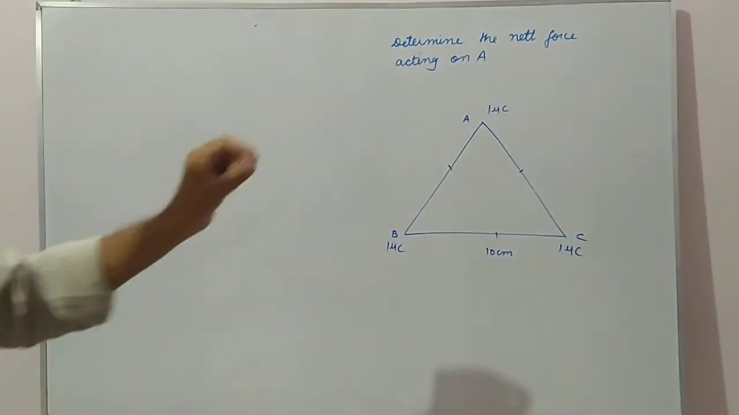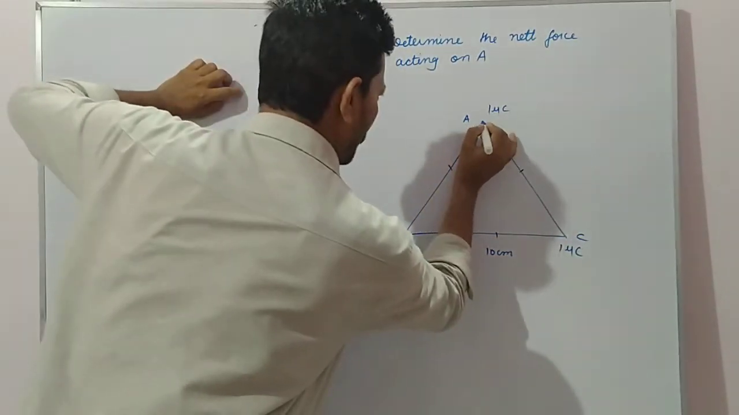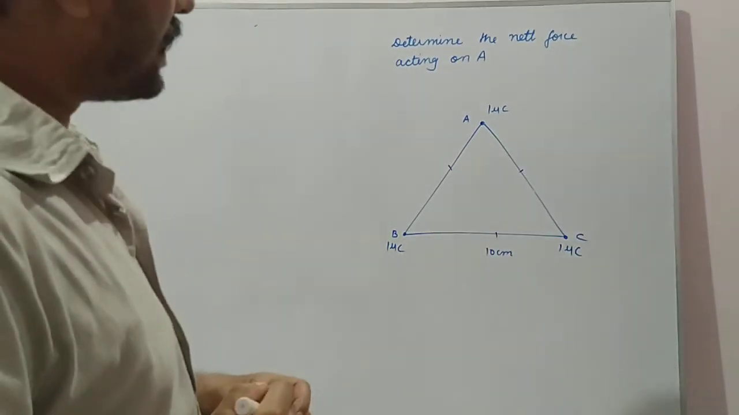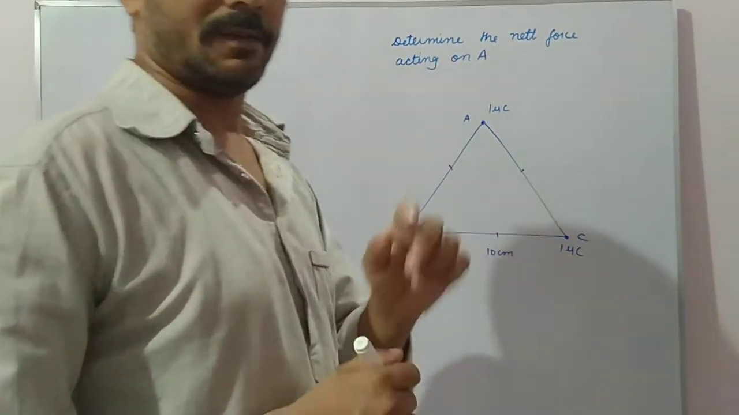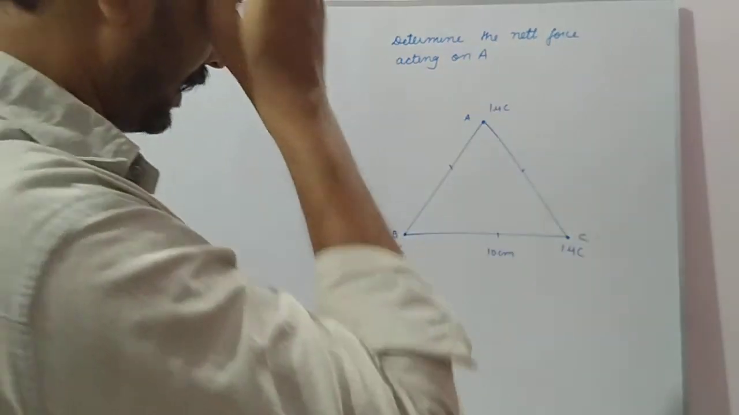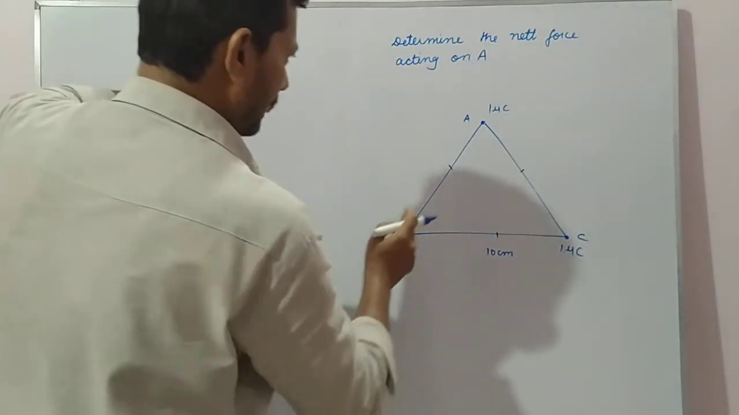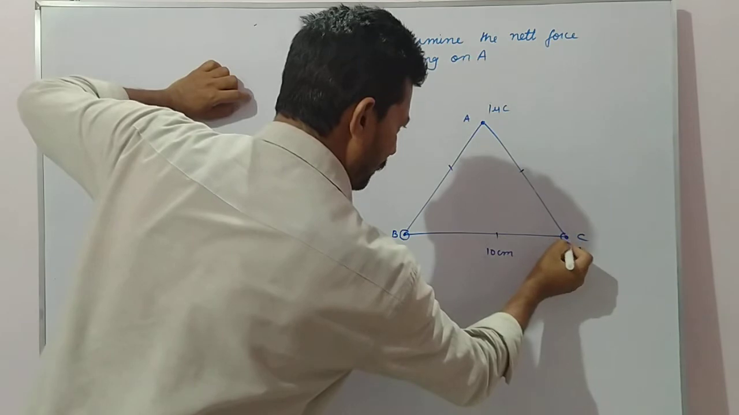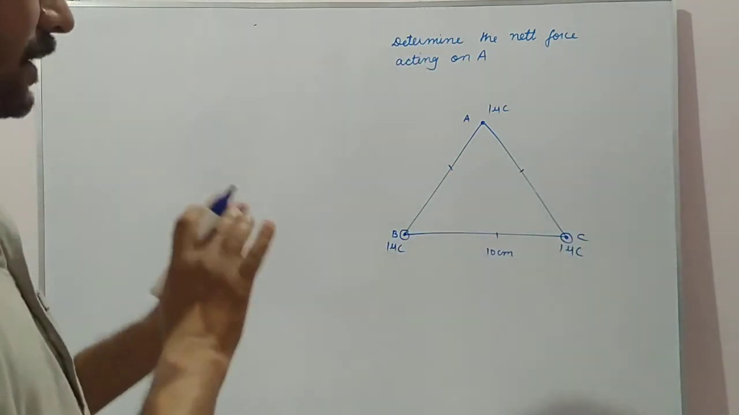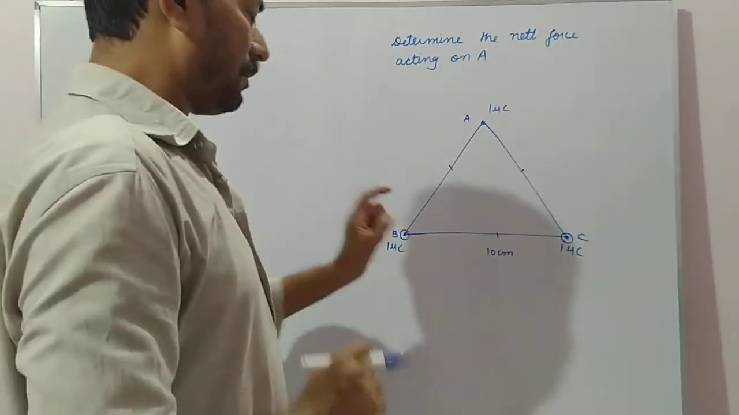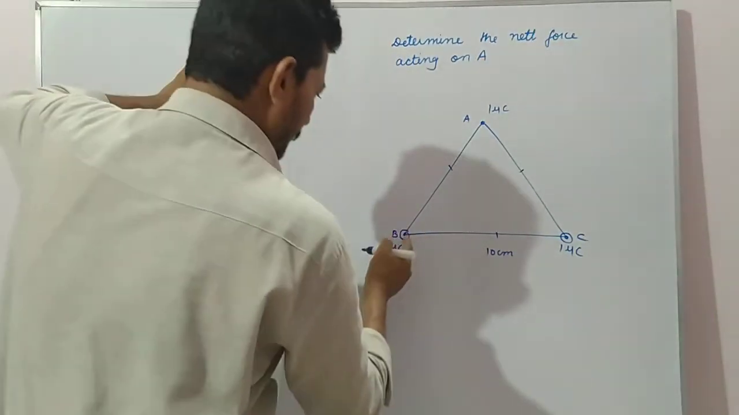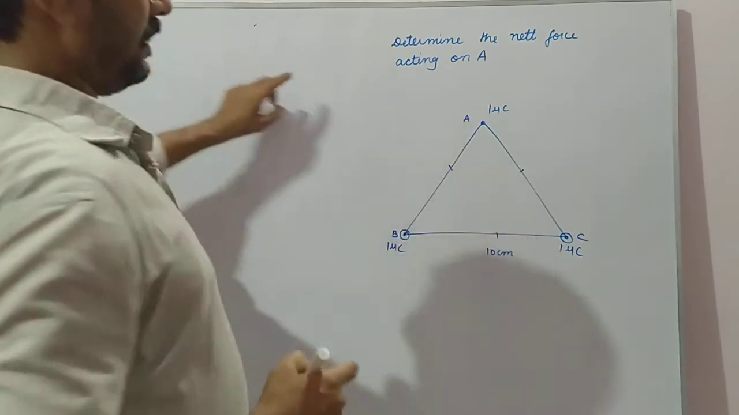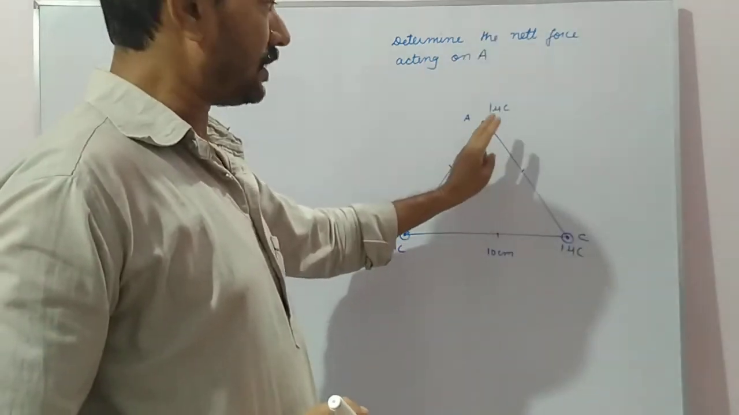Now see here, three charges of 1 microcoulomb each are placed at A, B and C. We have to determine the net force acting at A. So we will fix the charges of B and C. That means charges B and C cannot move; we are just tying them up. Due to B, there will be a repulsive force between A and B. This charge A I have not bounded, so it is free to move.